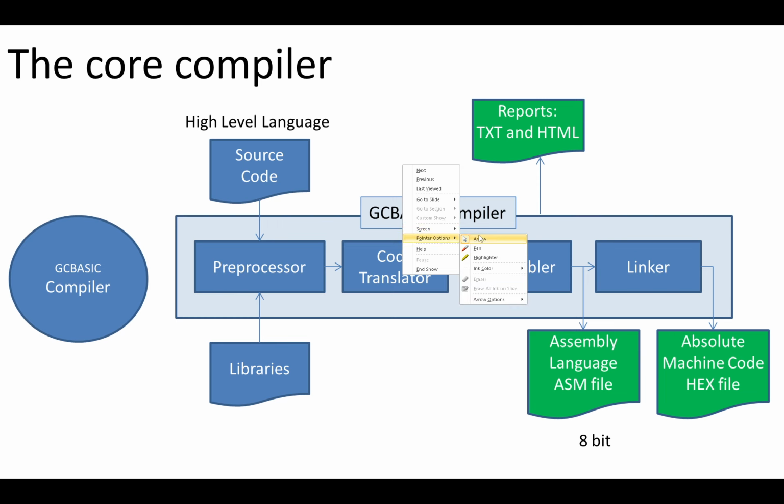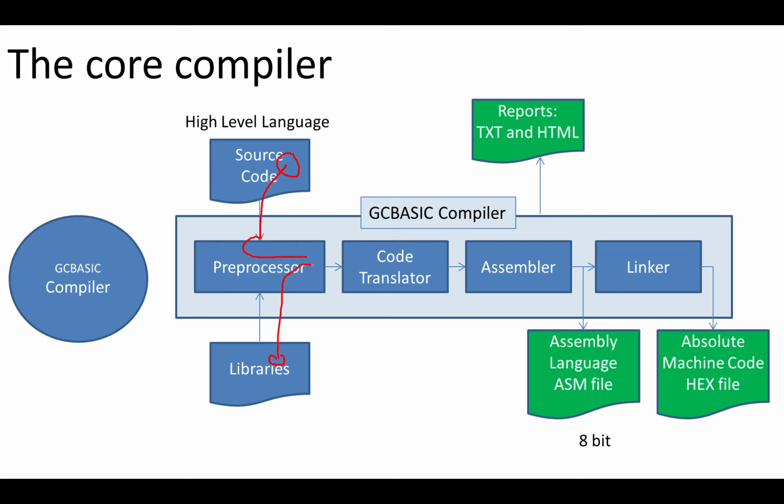Let me show you this diagram. I do use this diagram a lot, but let me just select a pen. There we go. We take the source program, normally using the dialect of GCBASIC. It goes to a pre-processor, sucking in all the libraries that have been written, yours and the standard libraries, pushes it into a code translator, which validates things and makes sure the syntax looks generally okay. It then pushes it through an assembler, and then it links it out and generates a machine code file.